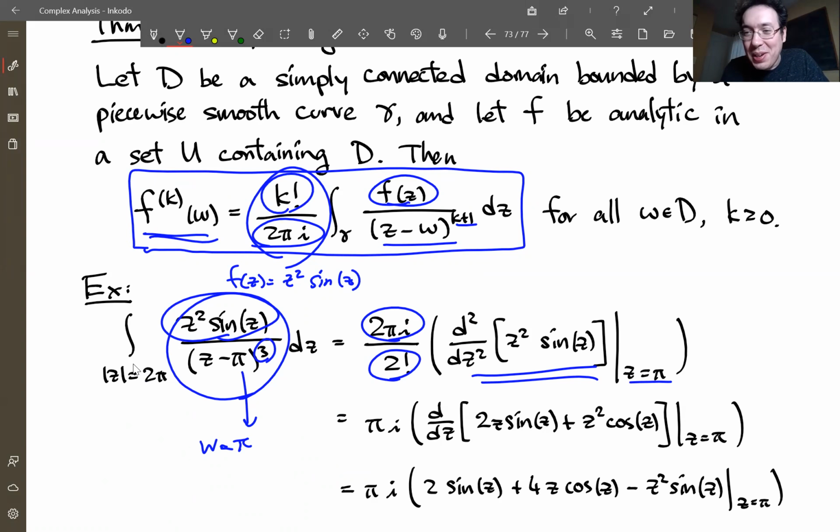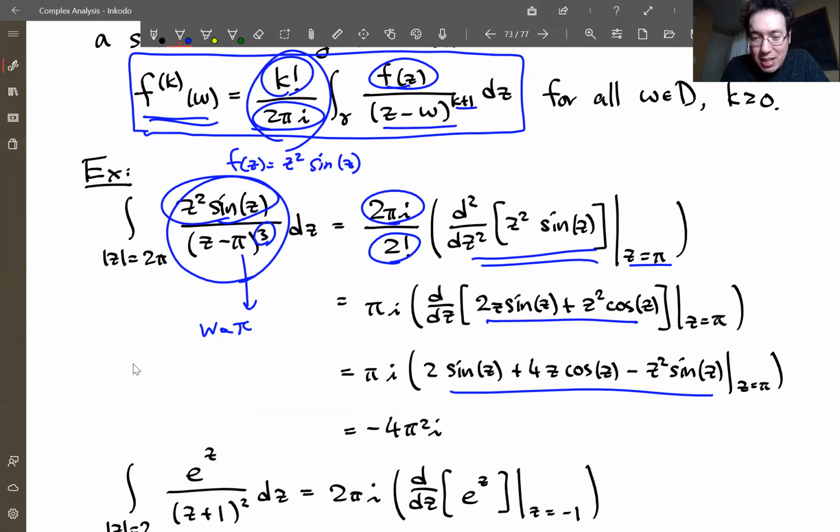So we do have to take derivative, but in general, taking derivative is way easier than integrating. So I don't mind that too much. So here's the first derivative, here's the second derivative, and we plug in z equals pi. And sine of pi is 0. So the first and the third term drops out. And we just have 4 times pi times cosine of pi, which is -1. So we'll get a negative sign. So we just have 4 times pi, and there's also already a pi in the front. So -4 pi squared i. That's it. We're computing these integrals by looking at derivatives.